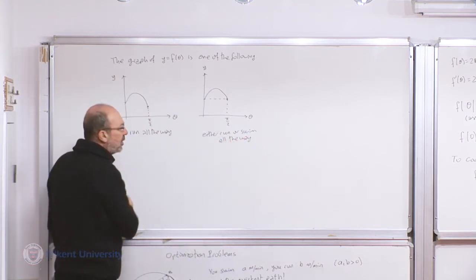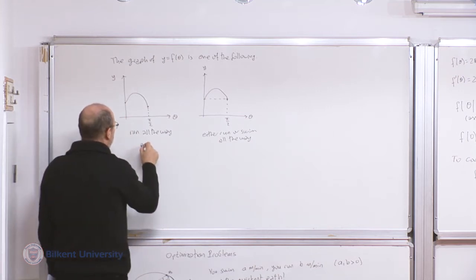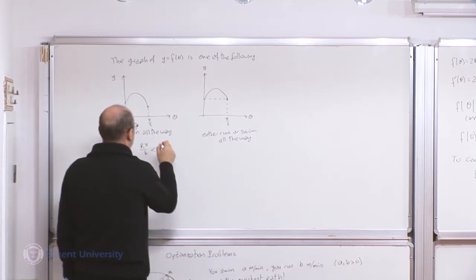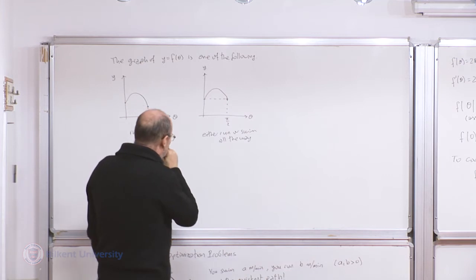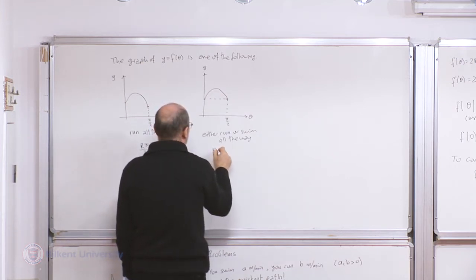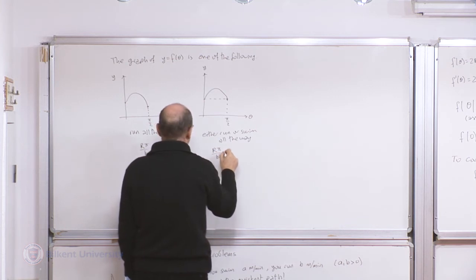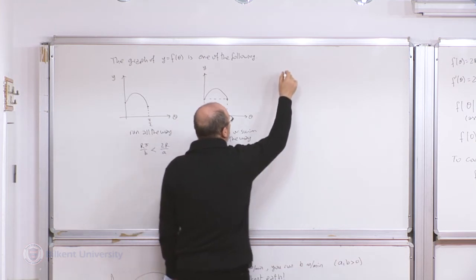Okay, so when does this happen? This means that r pi over b is strictly less than 2r over a. So this means that both ends are the same: r pi over b is equal to 2r over a.